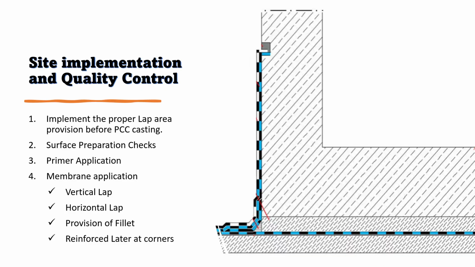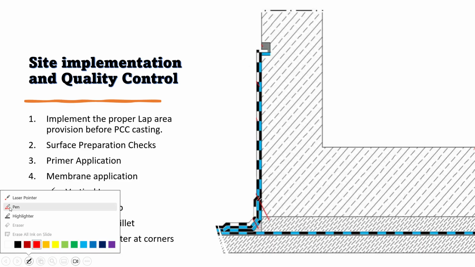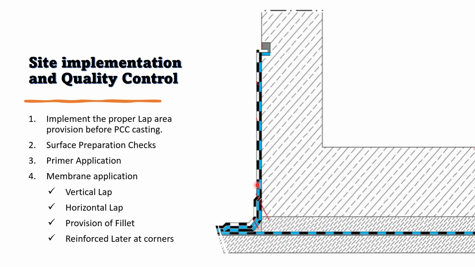For example, this is the PCC first layer. Then we have the foundation casting, and then we have to provide the fillet. After the fillet, we have to provide the reinforcement step, first lapped to the old waterproofing membrane, and then the foundation. Then we have to provide the full layer of waterproofing after the primer application on the foundation and terminate it to this area. Let me go to the laser again. So this way we can protect our foundation from water ingress and complete a proper termination of the waterproofing.